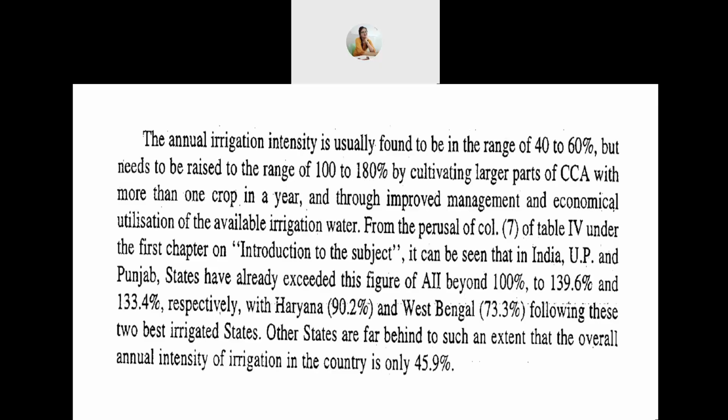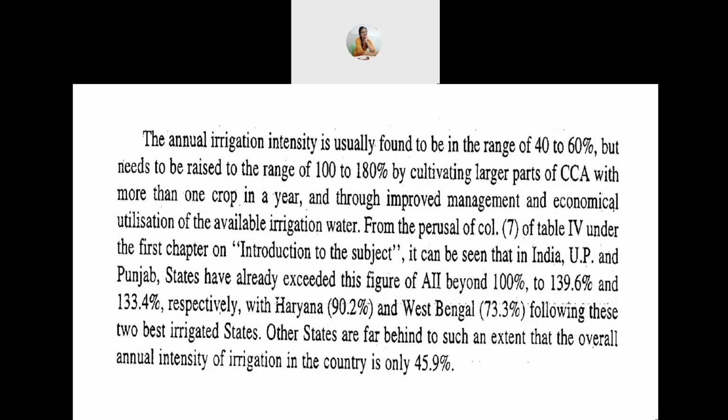The annual irrigation intensity is usually found to be in the range of 40 to 60%, but needs to be raised to the range of 100 to 180% by cultivating larger parts of CCA with more than one crop in a year and through improved management and economical utilization of the available irrigation water. From the perusal of column 7 of table 4 under the first chapter of introduction to the subject, it can be seen that in India, Uttar Pradesh and Punjab states have already exceeded this figure of AII beyond 100%, to 139.6% and 133.4% respectively, with Haryana at 90.2% and West Bengal at 73.3%.